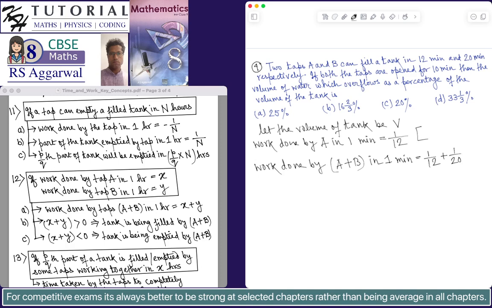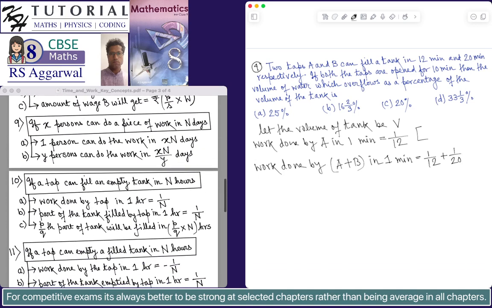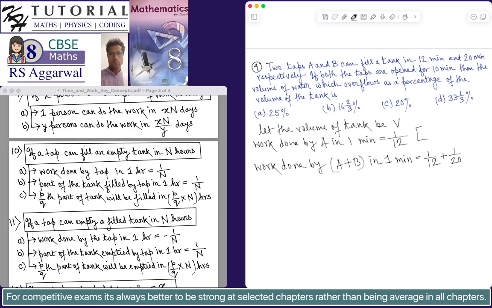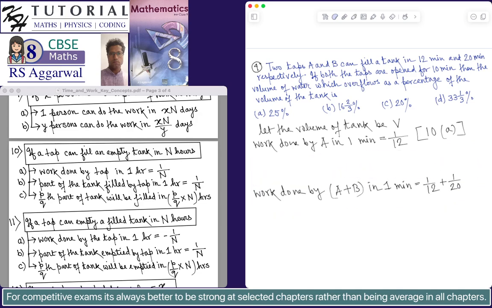This is applying concept number 10, that is, if a tap can fill an empty tank in n hours. In the listing of keys and formulas, I have used the unit of hours for pipes and tanks, but for some problems it can also be minutes. So 10A is the concept applied, that work done by A in 1 minute is 1 by 12. Similarly, work done by B in 1 minute will be equal to 1 by 20, applying the same concept of 10A.